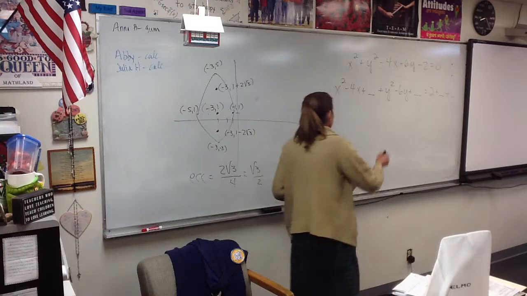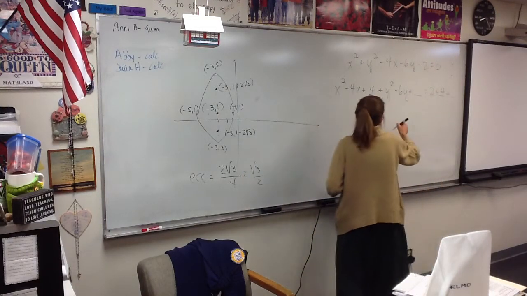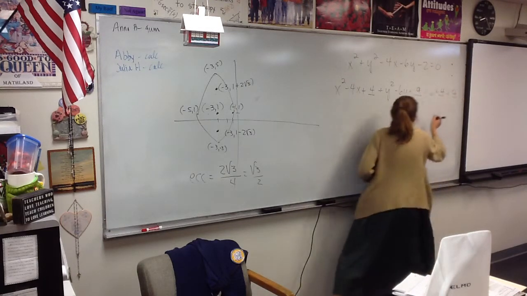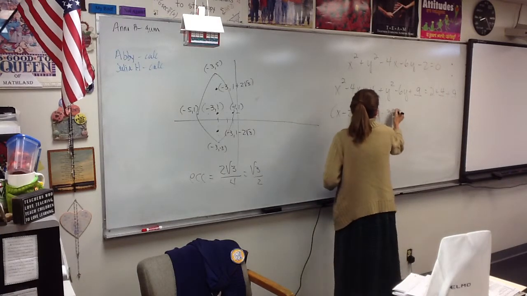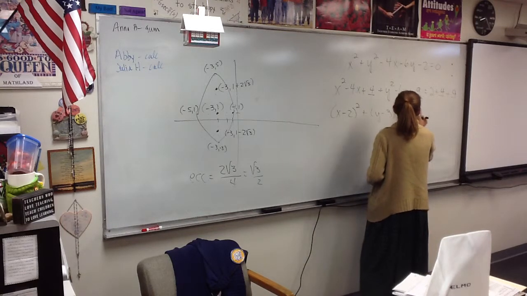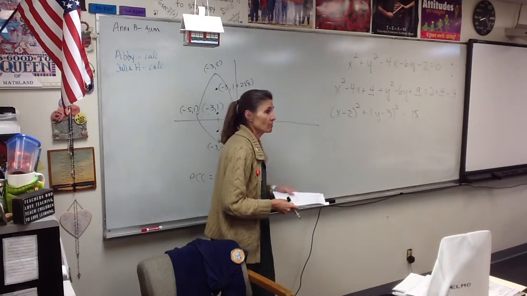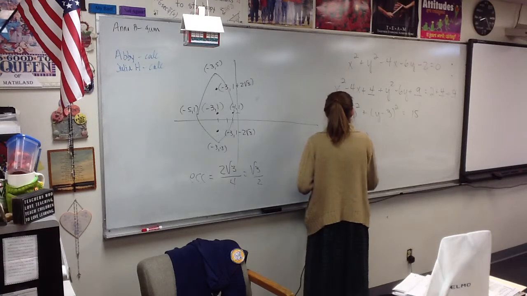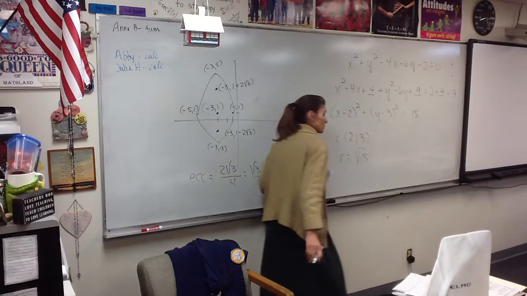What's going to complete the square? 4 and 9. So we have (x minus 2) squared plus (y minus 3) squared equals 15. Now for the circle, all we need is the center and the radius. Where's the center? And what's my radius? Square root of 15. Beautiful. That one you remember. Good job.